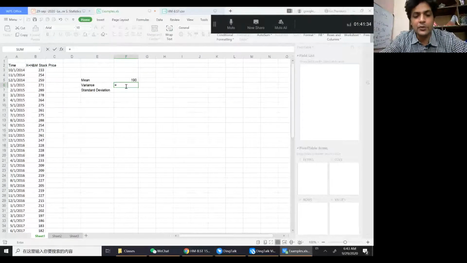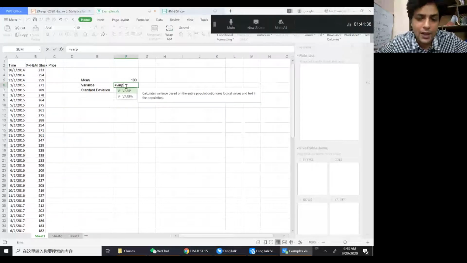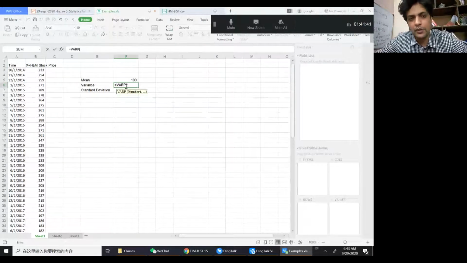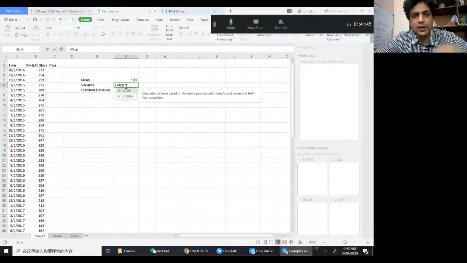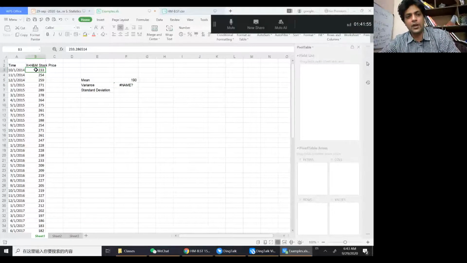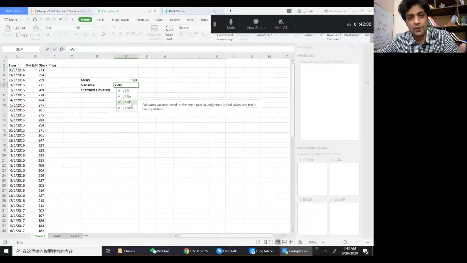I'm just going to use the definition of the formula, which is VARP, and then what is VARP? You can also know it. When I write VARP, it calculates the variance based on the entire population. Ignore the logical values and text in the population. So it only takes the entire value. Whereas VAR calculates the variance based on sample. Here this is my whole population. That's why I'm taking the variance of the population.